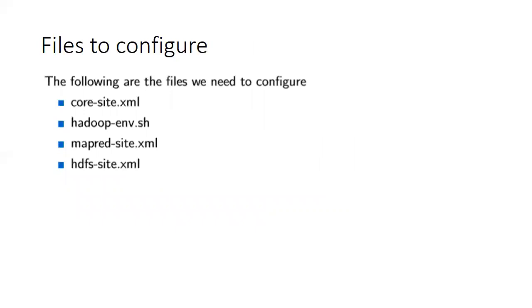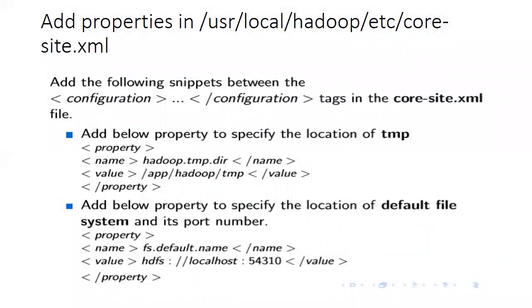Once this configuration is done, we require some other configurations in the respective files, which are available under /usr/local/hadoop: core-site.xml, hadoop-env.sh, mapred-site.xml, and hdfs-site.xml. The first one, we have to set some configuration variables in core-site.xml under the directory path /usr/local/hadoop/etc. So we should edit the core-site.xml under the user local Hadoop etc folder.